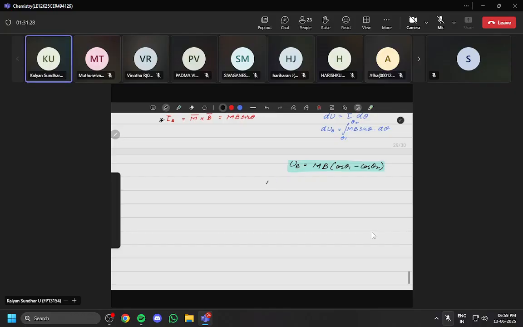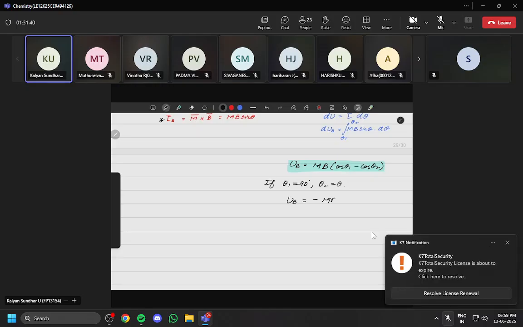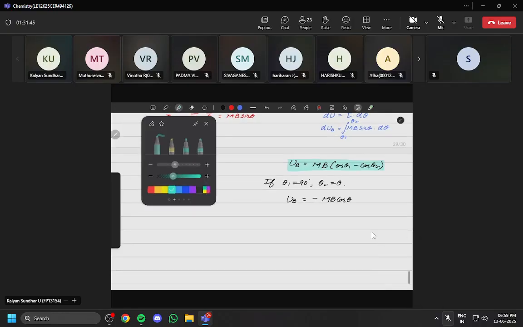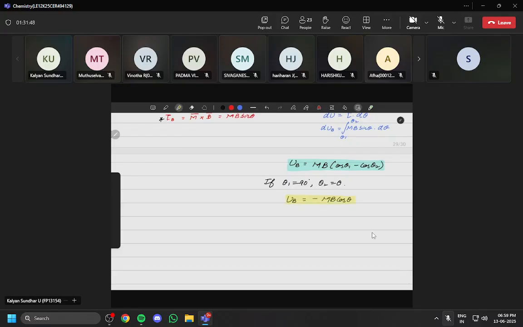Right. And if you choose theta 1 as 90 degrees and theta 2 as theta, then your UB will be equal to minus MB cos theta. This is your general term. If they haven't given two angles, and only one angle is there, like it has been tilted by 60 degrees now, use this equation. Why use this equation? In general, initially the angle is 90 degrees and finally it makes some angle theta, and this is the value for that theta.